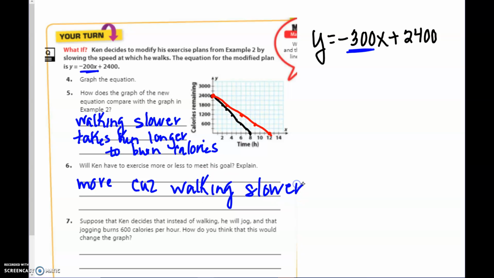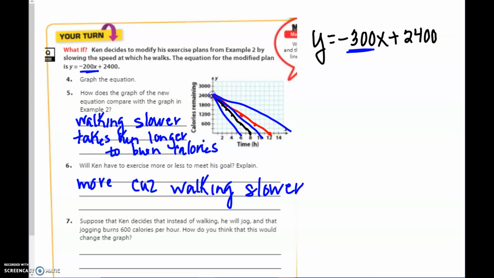All right, number 7. Suppose that Ken decides that instead of walking, he will jog, and that jogging burns 600 calories per hour. How do you think that would change the graph? So where would the new line be? Would the new line be out here, so it's taking him longer? Is it going to be between these two lines, or is it going to be shorter? So it's going to change the graph because it's going to make it steeper.